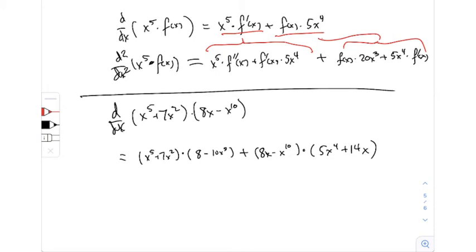Let's talk about quotients, all right? The quotient rule is for dealing with quotients. This, of course, means you're taking the derivative of something like this. The derivative of something divided by something else.